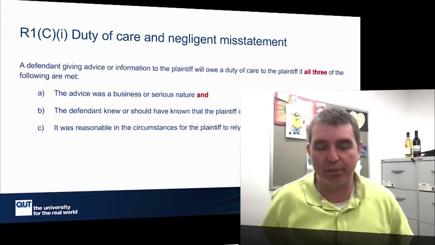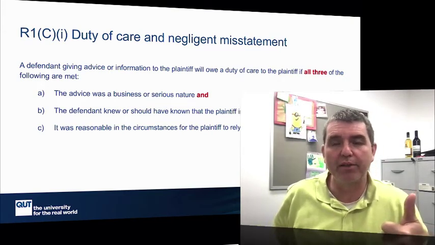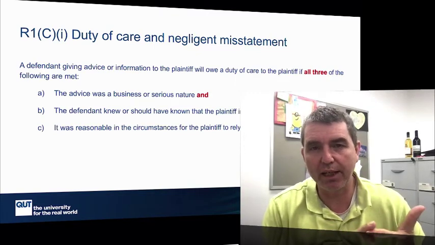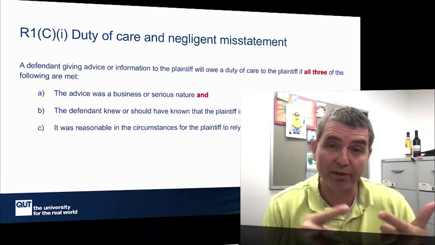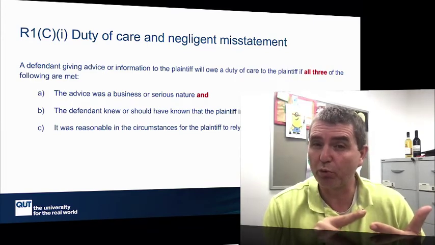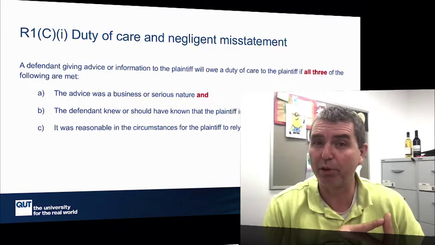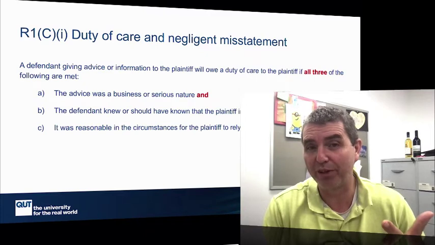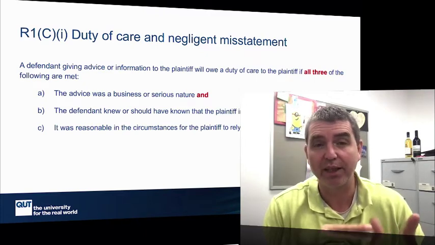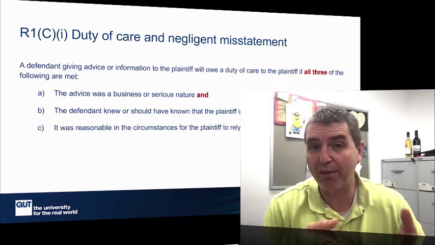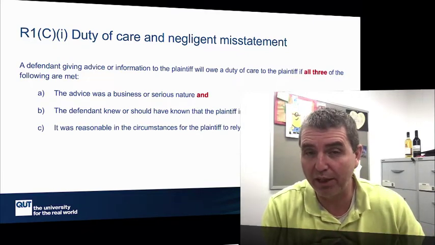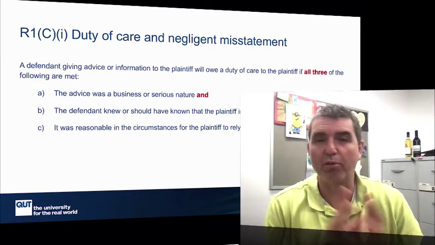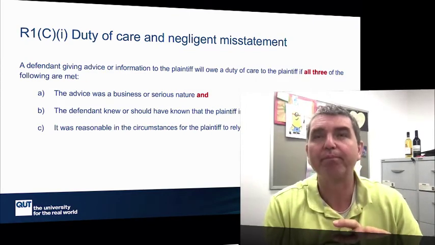Well, there are three elements. The first element is that the advice must be of a serious or business nature. The second element is that the defendant, or the person giving the advice, knew or reasonably should have known that the other person was going to rely on the advice. And then finally, that it was reasonable for the plaintiff to actually rely on the advice. You have to meet all three elements, but if they're met, then you owe a duty of care when you're giving the advice.